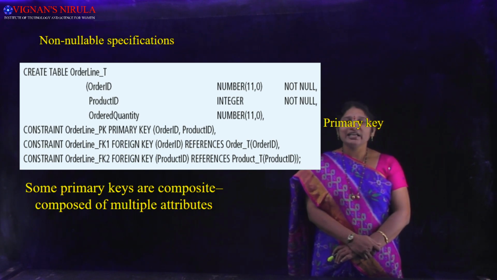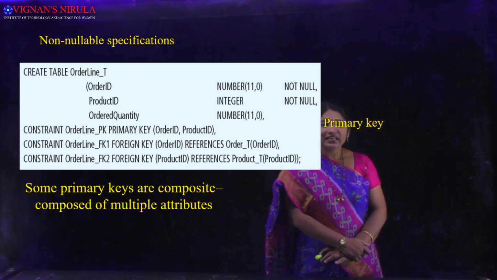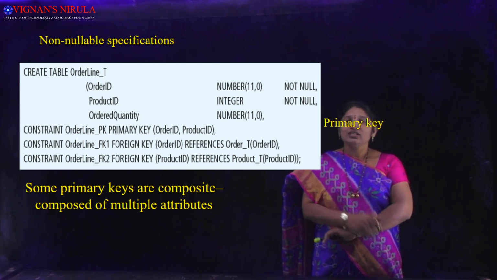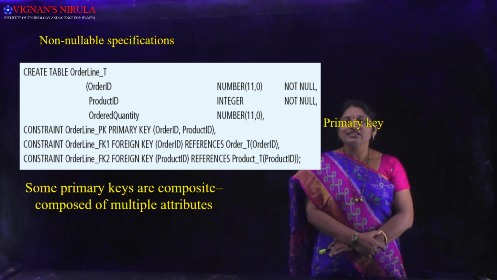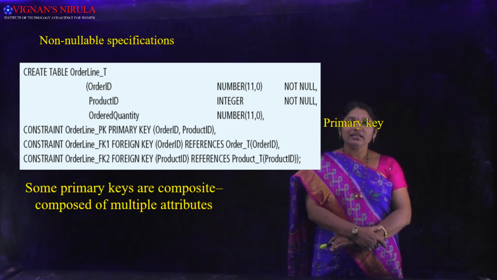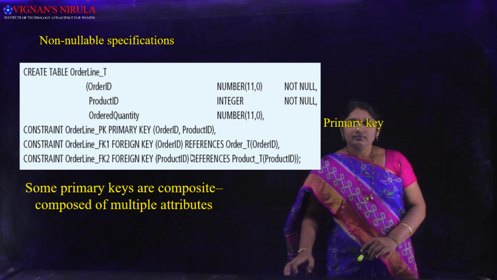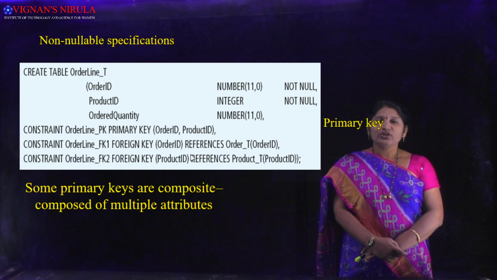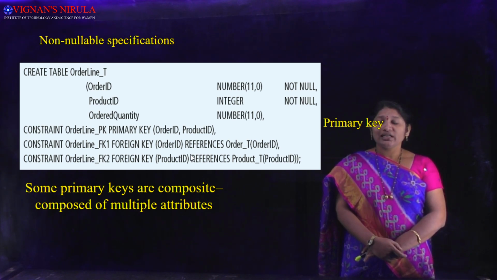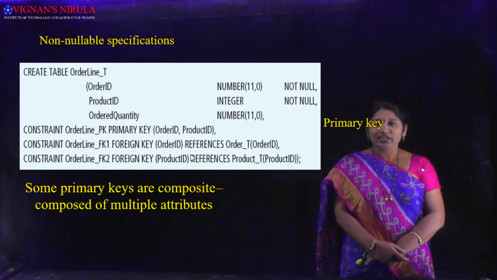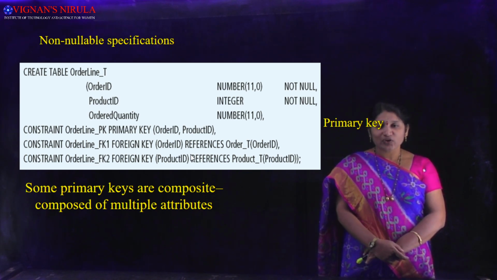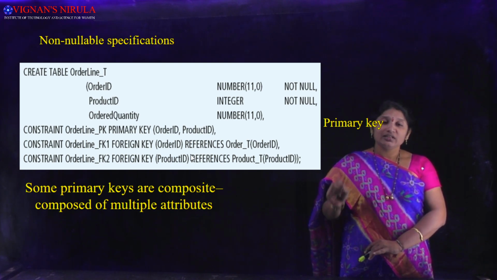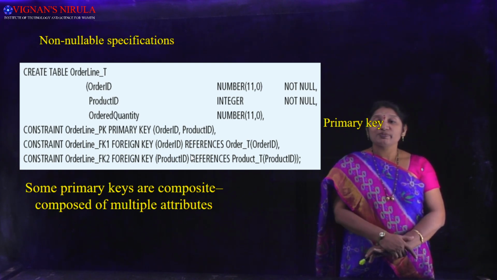The order line table consists of the order ID, and through which order ID, which particular product, how many quantities have been ordered. So see, order line underscore T is the table name. What are the attributes? Order ID, in order to identify a particular order. Product ID, in order to identify the product which has been ordered by means of this particular order.